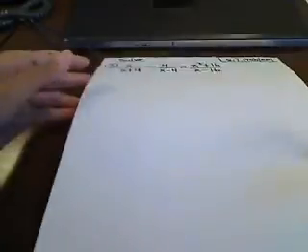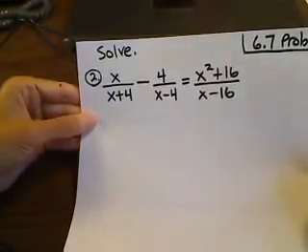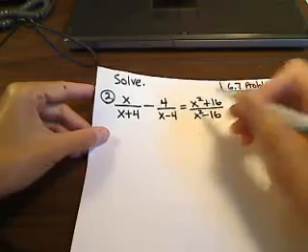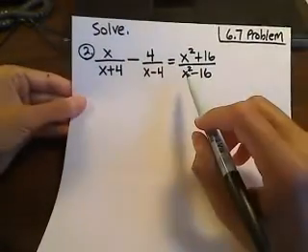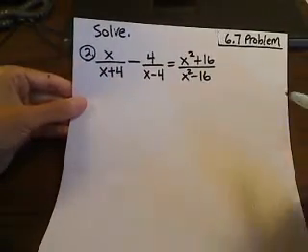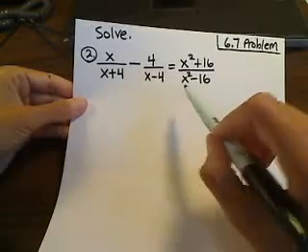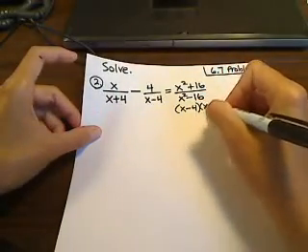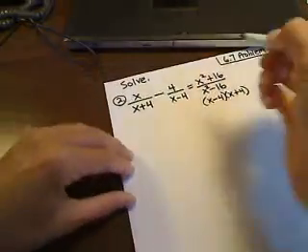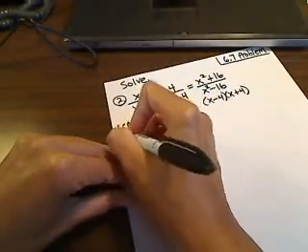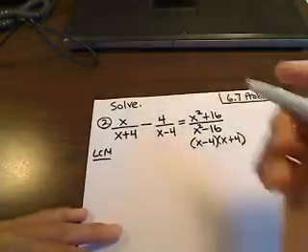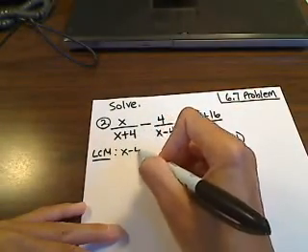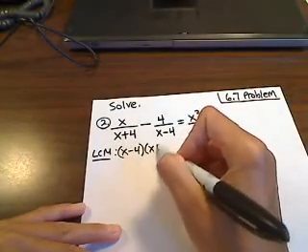The first step is exactly the same. Oops, this is supposed to be x squared minus 16. Sorry about that. x squared minus 16. What we're doing, first step is exactly the same. We're going to factor everything and identify the LCM. And it's the same LCM as in the last problem. It's an x minus 4 and an x plus 4.